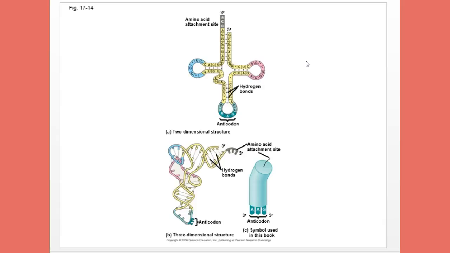Alright, the bottom figure here, this 3-dimensional structure, is showing what that clover leaf, when it's non-flattened, looks like. And it's showing the symbol that's used in the book instead of showing you that 3-dimensional double helix. It shows it as almost like a little tube with your anticodons at the end. Alright, it's cleaner to look at in your figures.